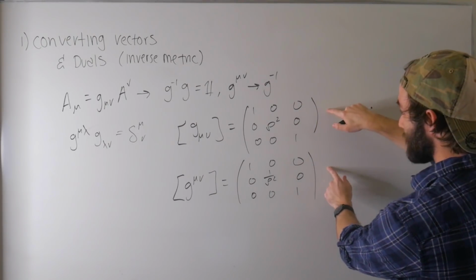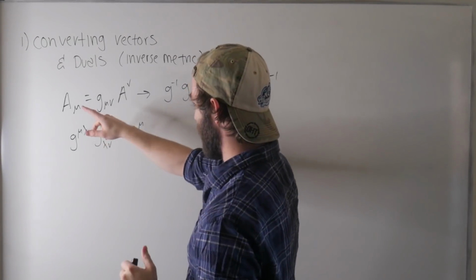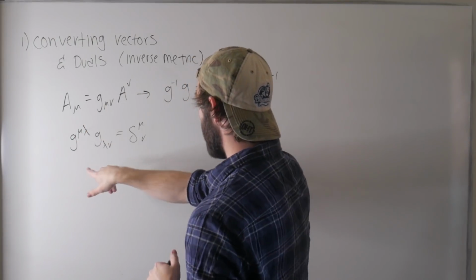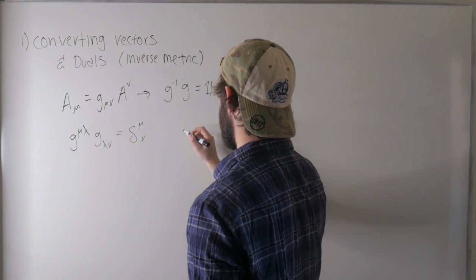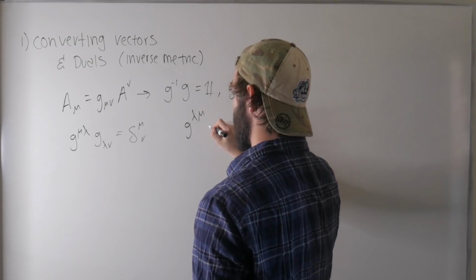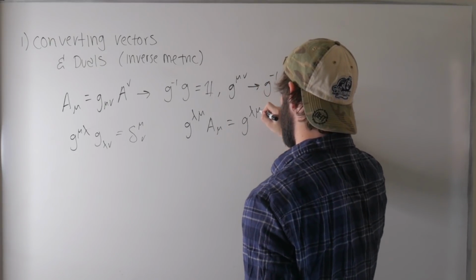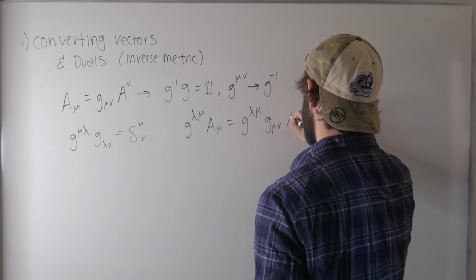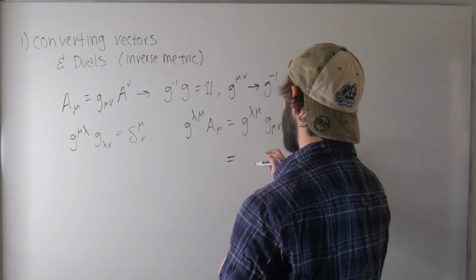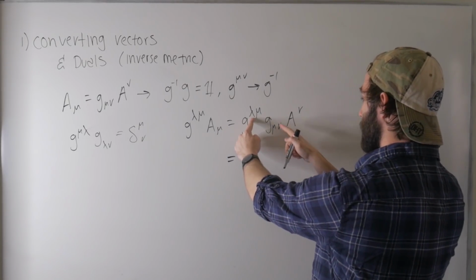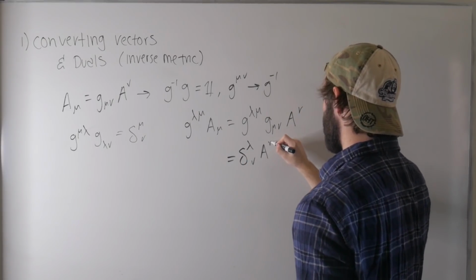And make sure that the matrix multiplication of this gives you the identity matrix. Okay? Okay, so we know how to convert the vector to the dual, and we know this relationship now. Let's apply the inverse metric to both sides of this equation. So we'll do some G lambda mu acting on A mu, and on the right hand side, still going to get that G lambda mu, G mu nu, A nu. And from this relationship, we know that this is just the Kronecker delta. So this is going to be, we're summing over mu, which is going to give us a lambda and a nu for our indices for the Kronecker delta. Lambda nu, A nu.